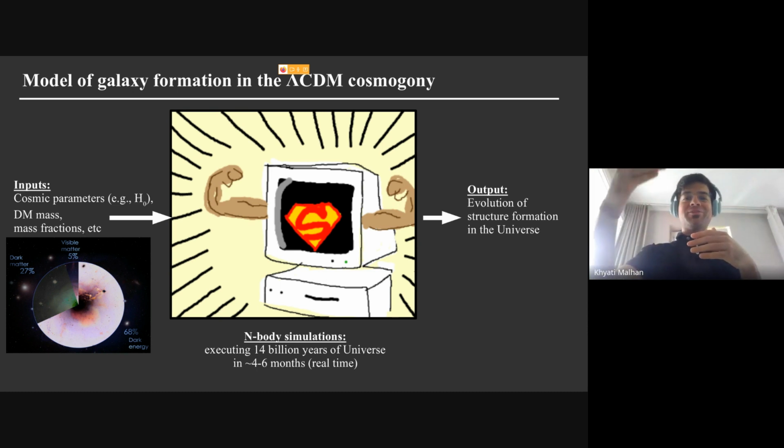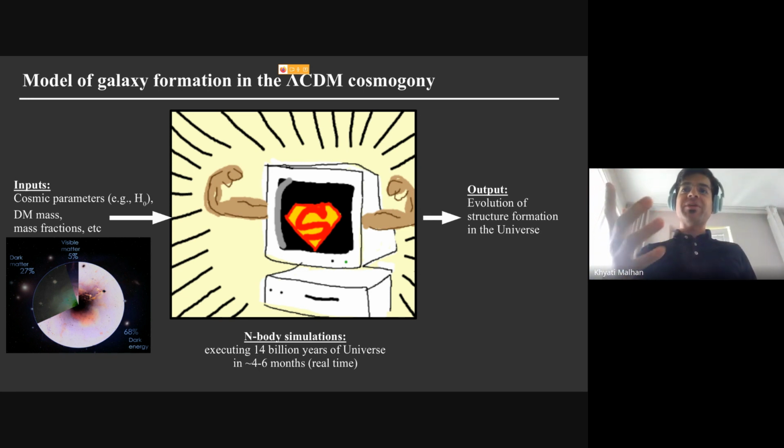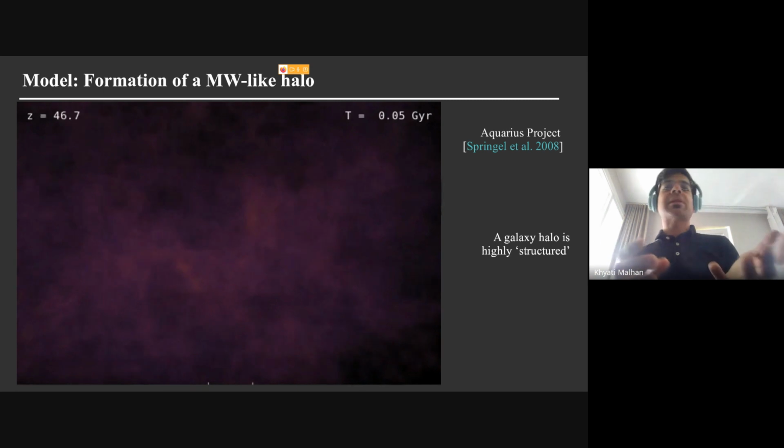It's 14 billion years of evolution of structure formation, which actually happens over a real time of about 4 to 6 months. For 4 to 6 months, you just let a computer sit, you babysit it, ensuring that the simulation is running nicely, and finally, what you get is a movie of the evolution of how structure and galaxies form in the universe. So this is what one of those movies looked like, for instance.